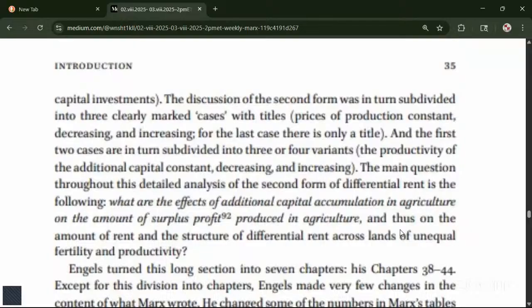The main question throughout this detailed analysis of the second form of differential rent is the following. Quote, "What are the effects of additional capital accumulation in agriculture on the amount of surplus profit, footnote 92, produced in agriculture, and thus on the amount of rent and the structure of differential rent across lands of unequal fertility and productivity?"